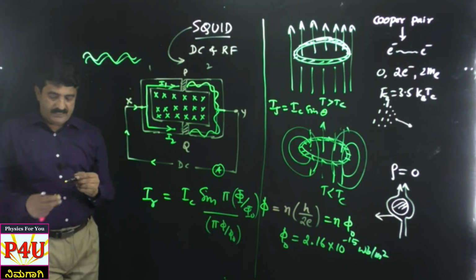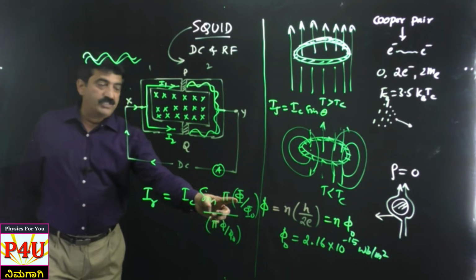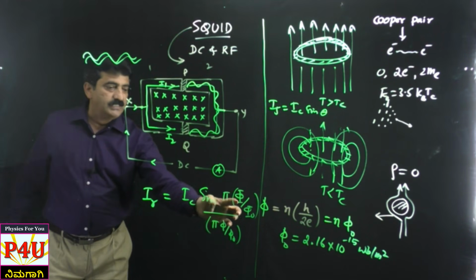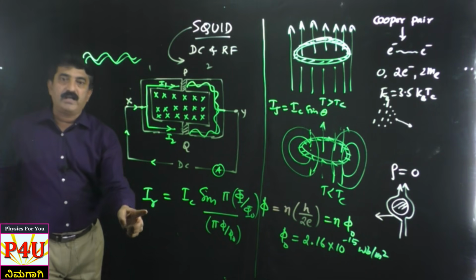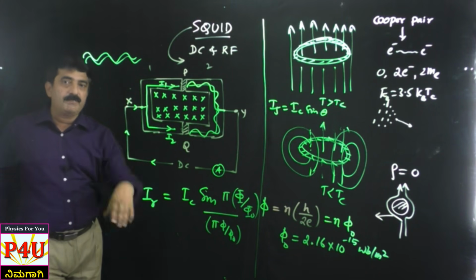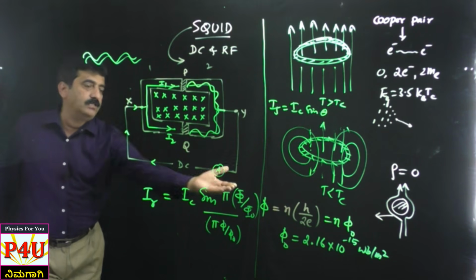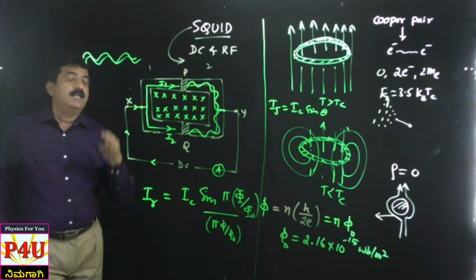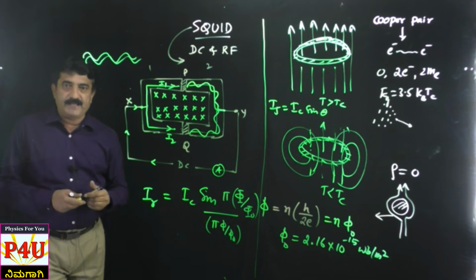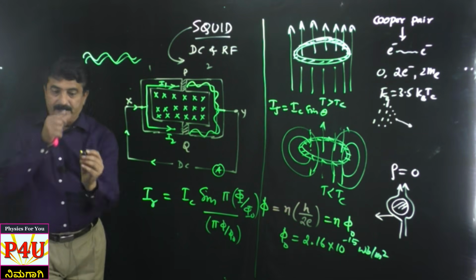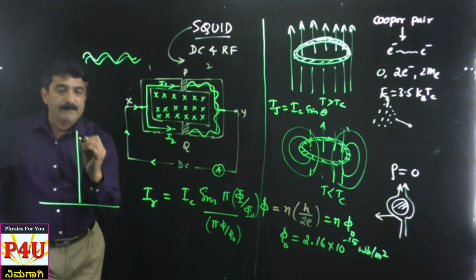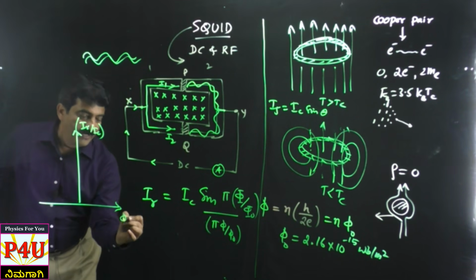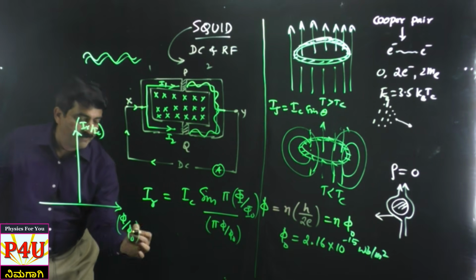Look at this equation. Whenever the applied flux changes, phi naught cannot change, it is already constant. Whenever the applied flux changes, the whole equation will change, so that IR also will change. So IR becomes maximum or minimum depending on the phi value. Maximum when constructive interference takes place, minimum when destructive interference takes place. By conducting this experiment, we get a graph something like this. This is IR divided by IC, and this is phi divided by phi naught, flux by fluxon.